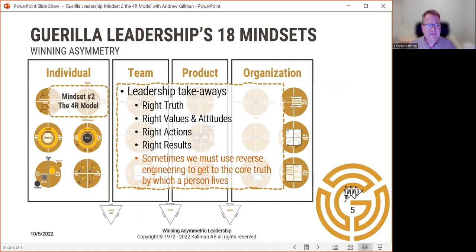So the second mindset is the 4R model. We live and breathe this. Remember, we're looking at this from all 4 areas, and we're layering this in for the individual, the team, the product, and the organization. What are the truths involved? What are the values and attitudes involved? What are the actions? What are the results?